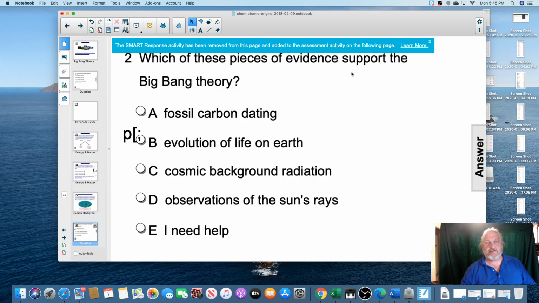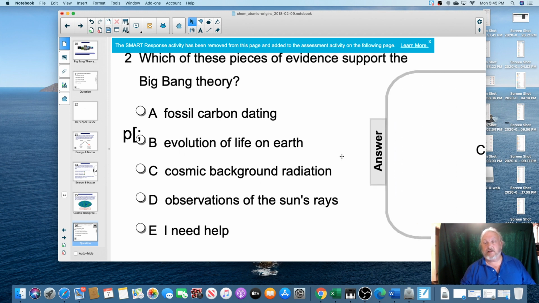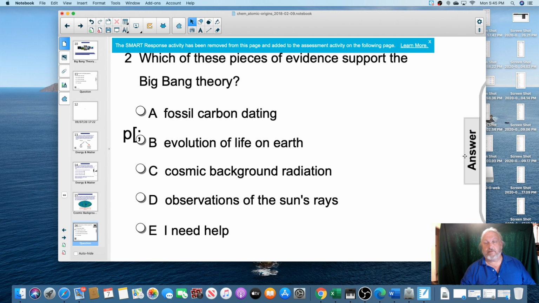Which of these pieces of evidence supports the Big Bang Theory? A, fossil carbon dating? B, evolution of life on Earth? C, cosmic background radiation? D, observation of the sun's rays? I have no idea. Hopefully you said C. Cosmic background radiation.